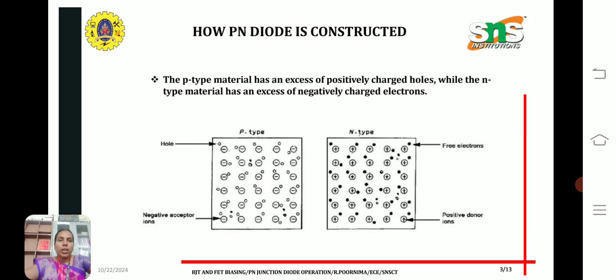So how is a PN junction diode constructed? The P-type material has an excess of positively charged holes. In this diagram we can see the P-type material where we have an excess of positively charged holes, and also negative acceptor ions. In N-type material there are excessive free electrons, which are negatively charged carriers, and also positive donor ions. So this is the construction of a PN junction diode.